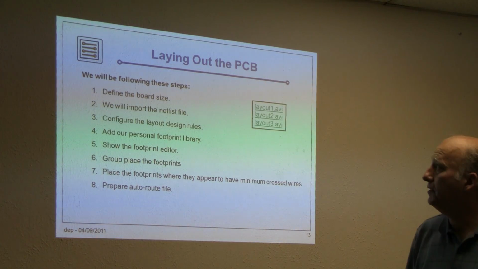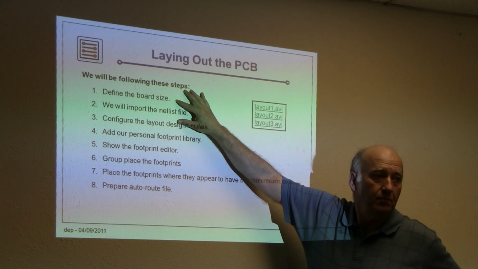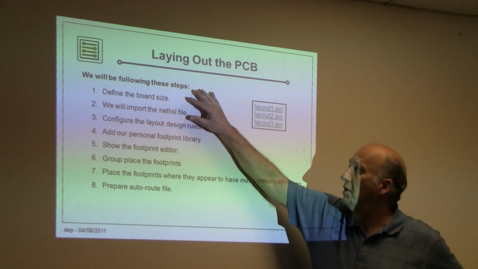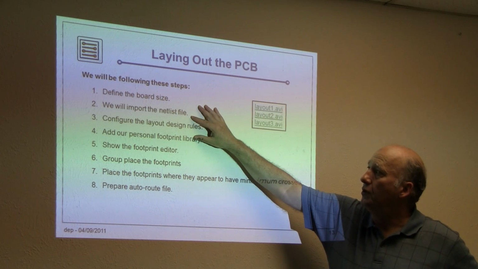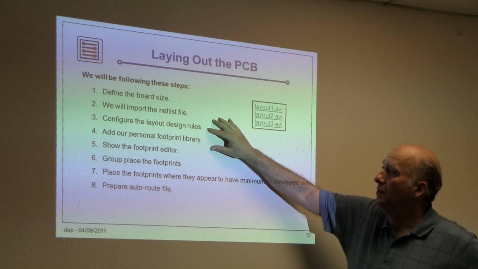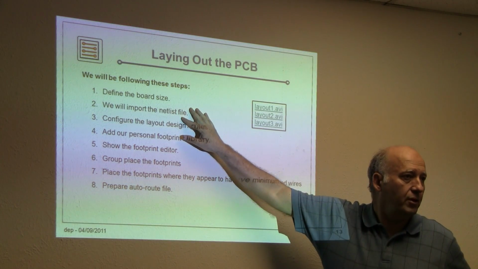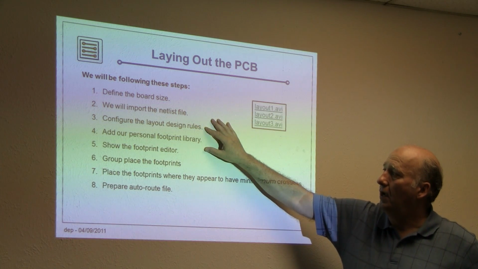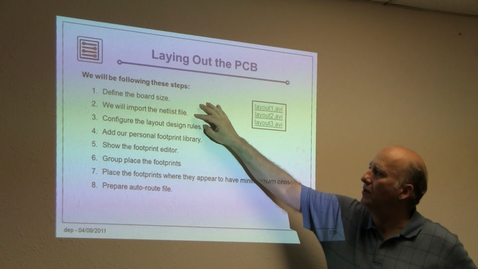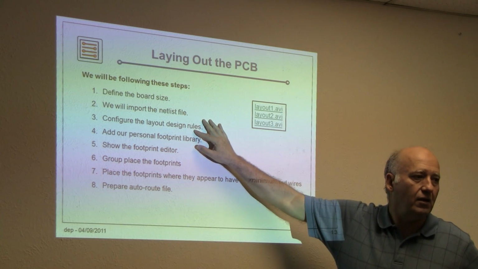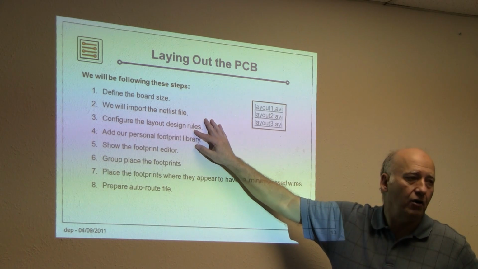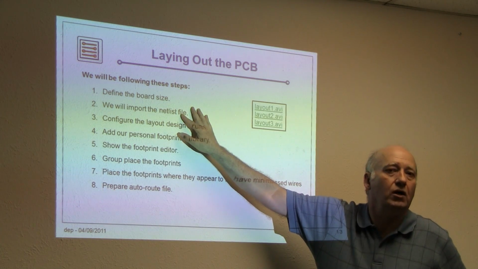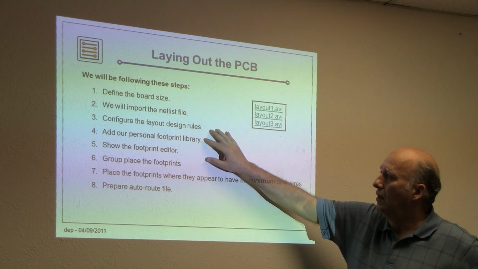All right, so in this we're going to do the following steps. The first thing you do is define the board size. Then we're going to import the Netlist. That's going to bring all our components onto our page. Then we're going to, actually, this is backwards. You can do it this way, but I like to configure my layout rules before I bring in the Netlist. But there's no reason why you can't do it either way.